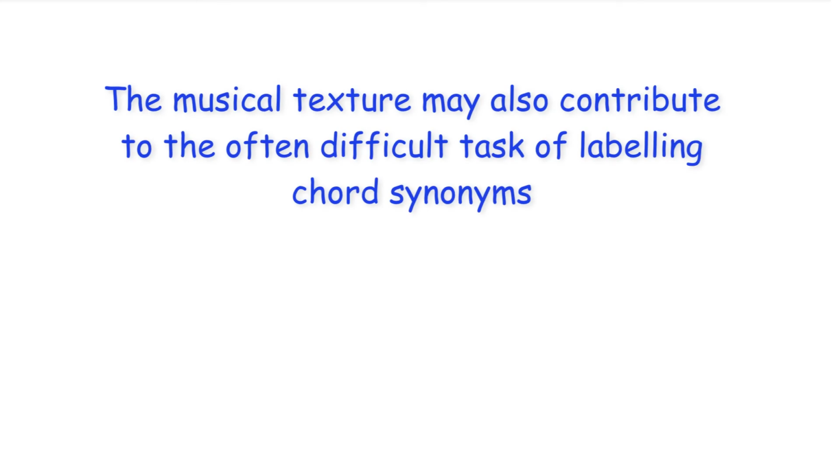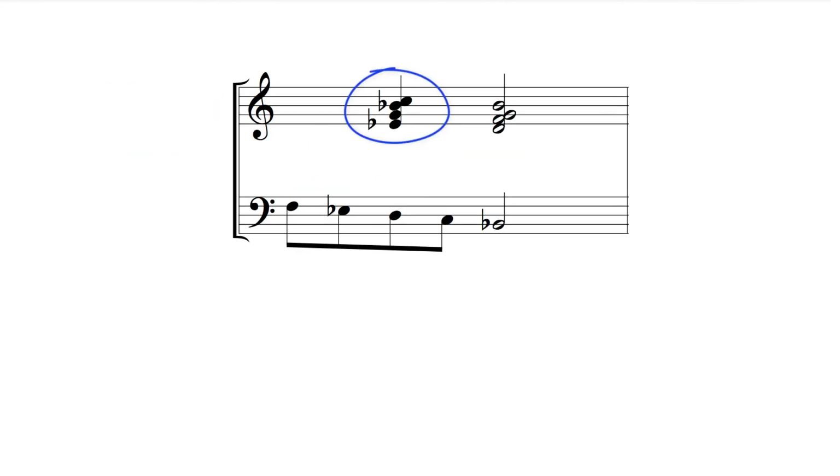The musical texture may also contribute to the often difficult task of labelling chord synonyms. For example, this chord, even without the inclusion of the bass part, may have two labels, either as the submediant major 6th or the subdominant minor 7th chords.